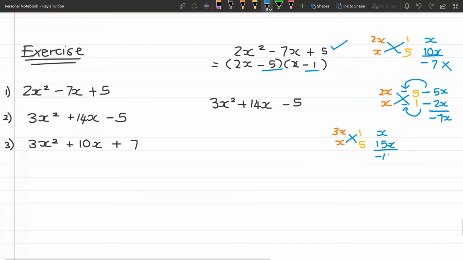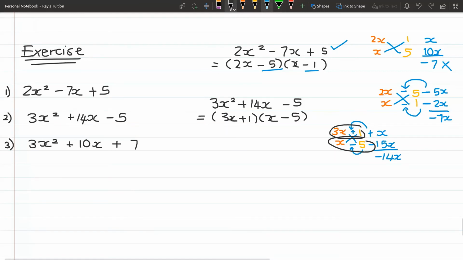Can we get minus 14x? Yes, by saying minus 15 plus 1x. So then the sign over there is plus and the sign over there is minus. Just double check. A positive times a negative gives us a negative. So those factors work out. So therefore this is 3x plus 1 times x minus 5.